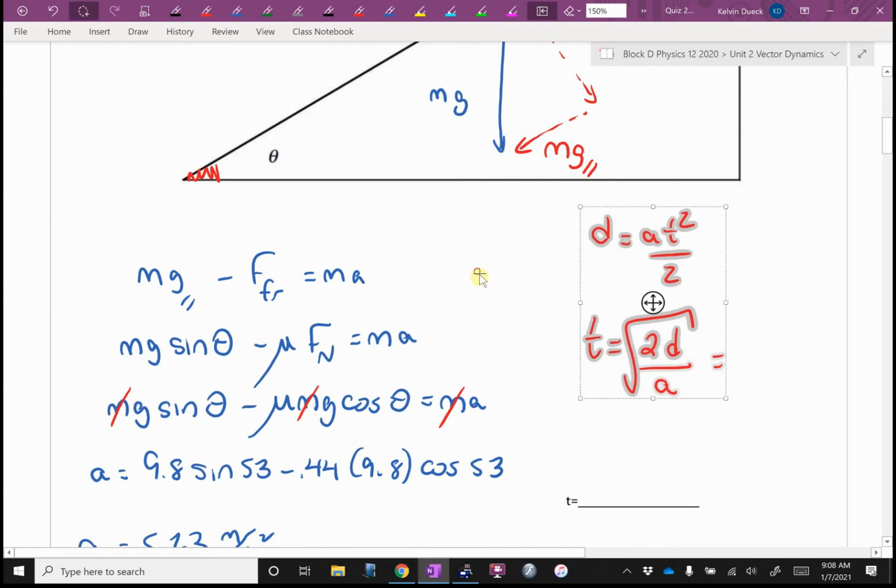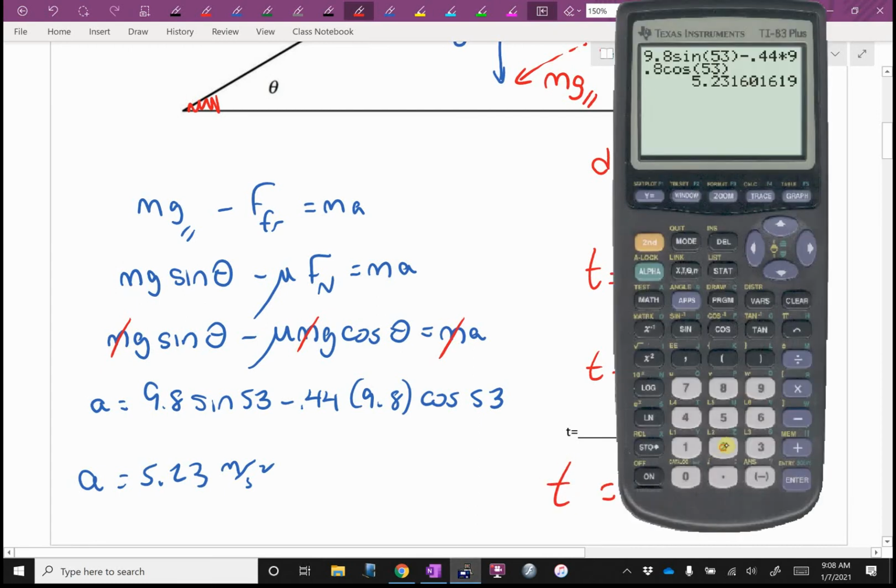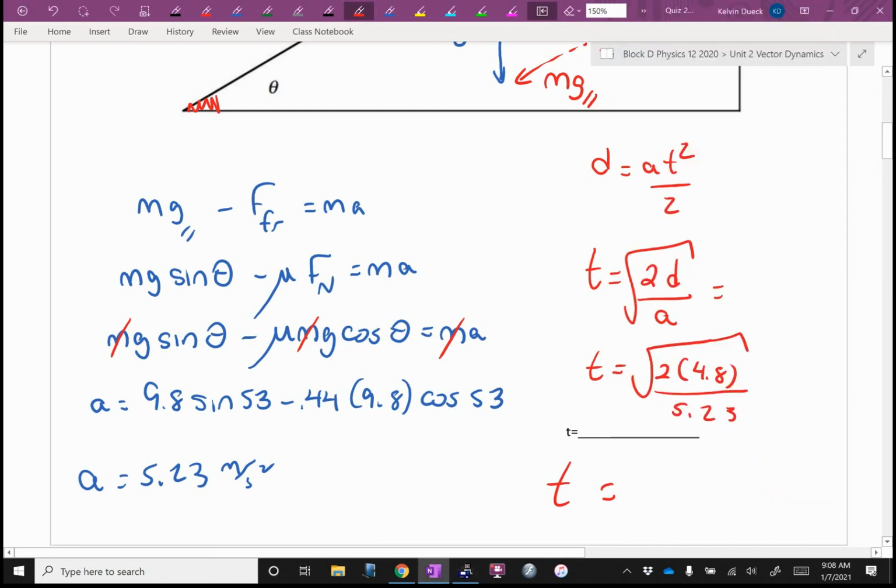Hey, fancy schmancy. So time is going to be the square root of 2 times, what was D? 4 point something, 4.8 meters, divided by 5.23, but I'll use my answer button. 2 times 4.8 divided by answer button. Square root of that. Do you get 1.35? I would take 1.36, depending if you round it off, but 1.35 seconds. If you got that, how many marks did I make this worth?